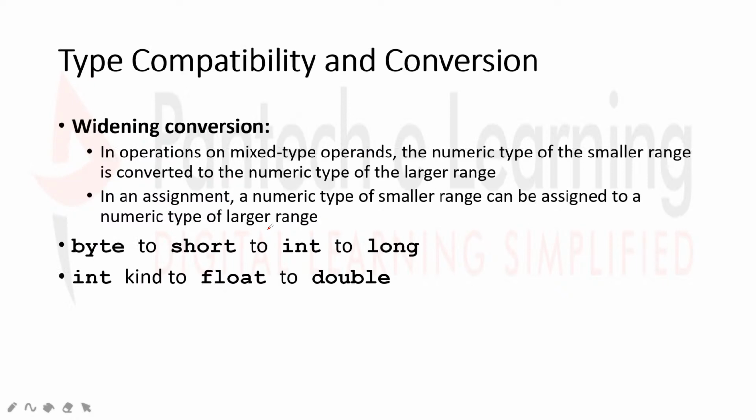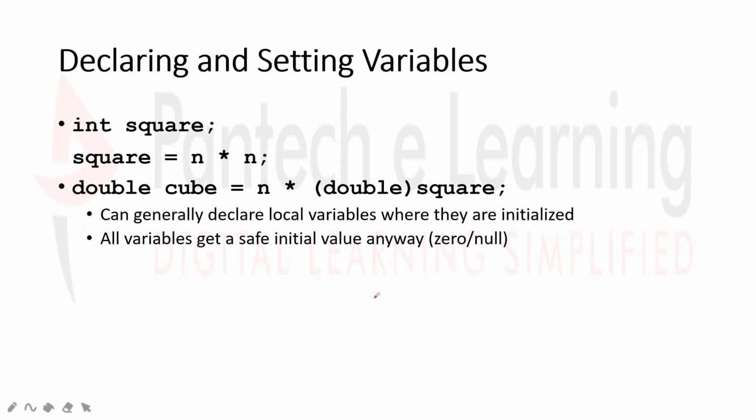Then type compatibility and conversion. We can easily convert byte to short, short to integer, and integer to long. Otherwise we can do int to float or double. This is what we are going to see in real time. I will tell you how we can convert character to string or anything.